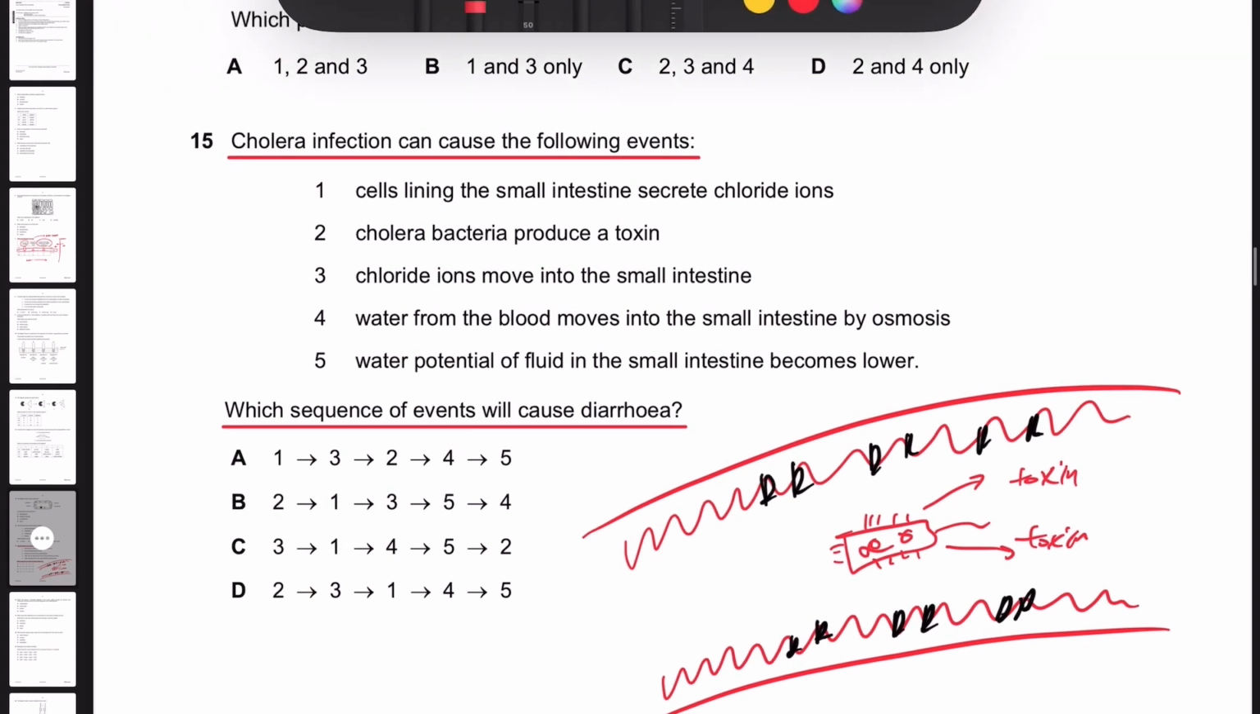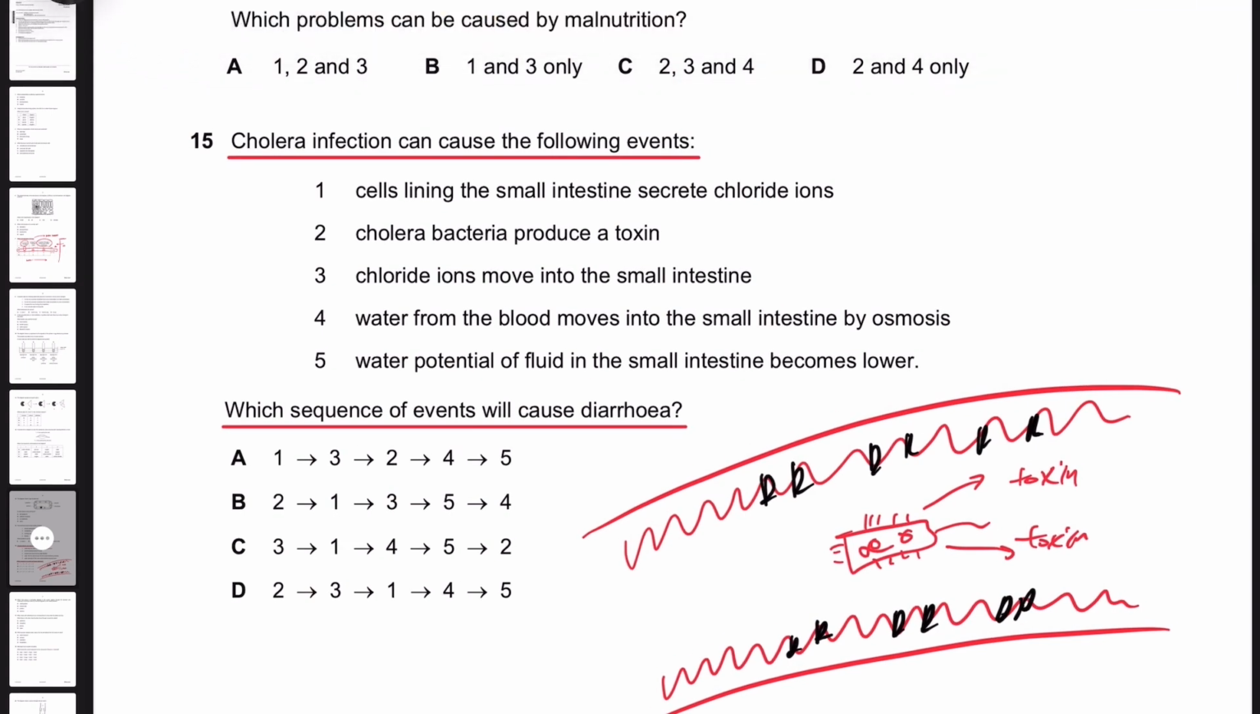It causes those chloride ions to move out. Actually, let's say move in. They get released into the lumen of the small intestine. So this space within the small intestine is called the lumen, or any tube space is called lumen.